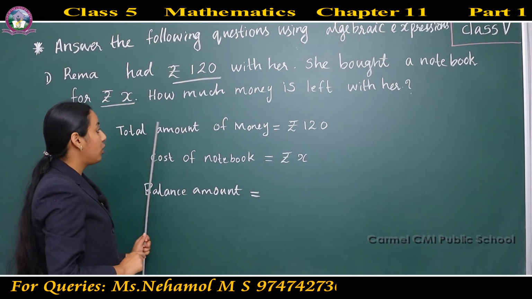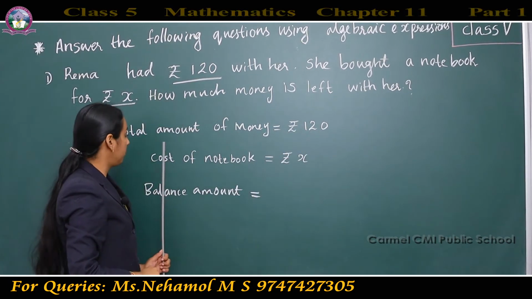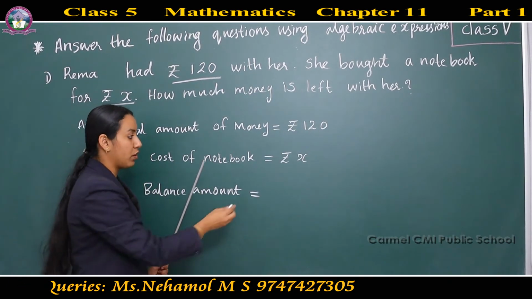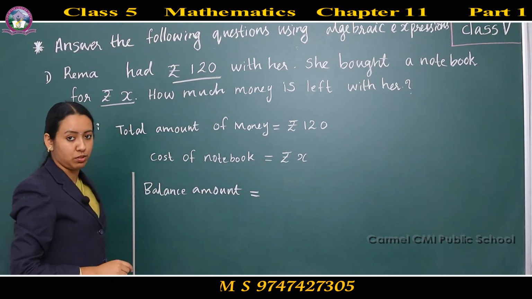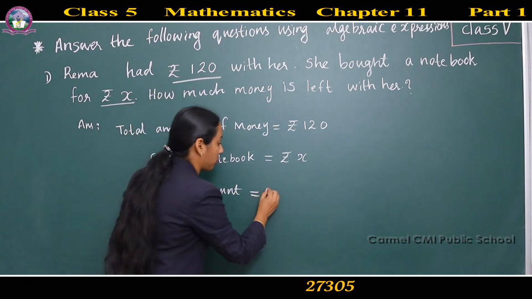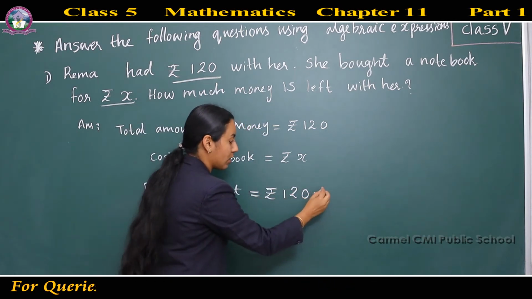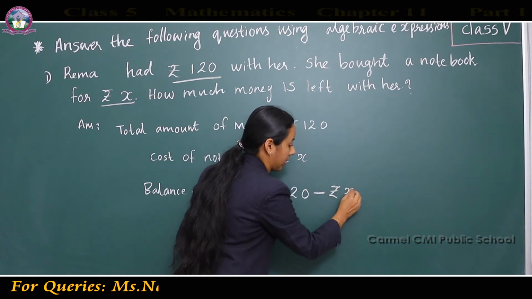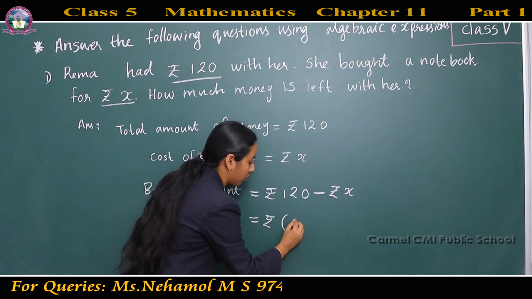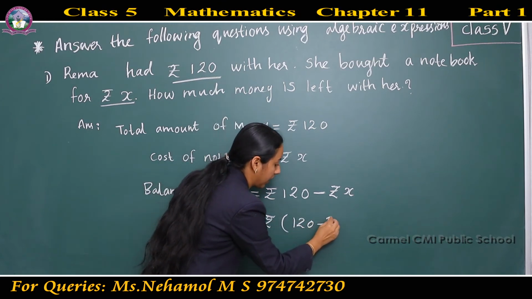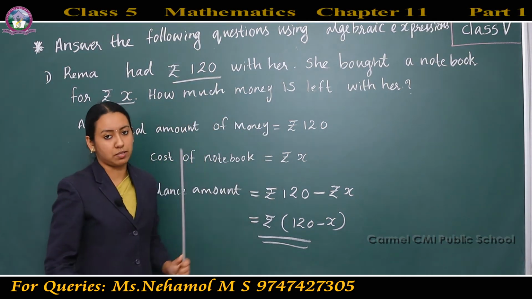What is given? Total amount of money, rupees 120. Then cost of the notebook is also given, rupees x. We have to find the balance amount. What is the balance amount? Rupees 120 minus rupees x, isn't it? That can be written as rupees 120 minus x. This is the corresponding algebraic expression.